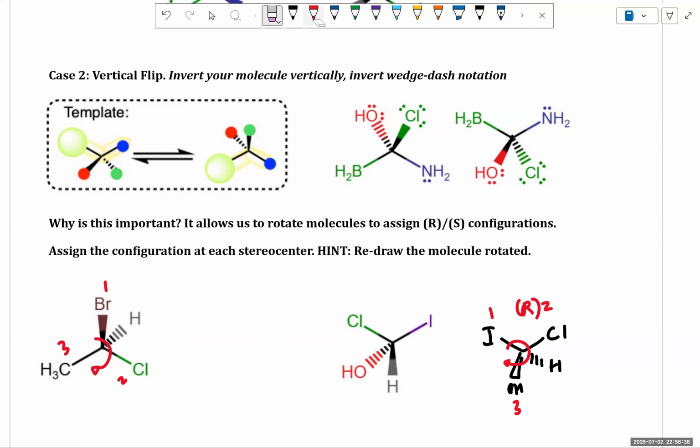As a correction, this first stereocenter, as it's also clockwise, is also R. So in this case, both of these stereocenters should be R.